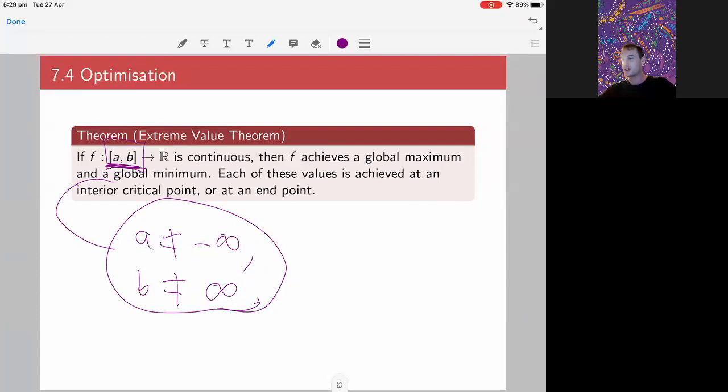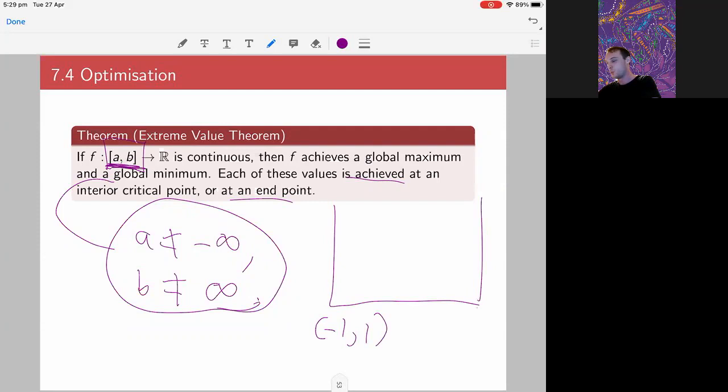So if you've got this continuous function on this closed non-infinite interval, then f is always going to have a global maximum and it is always going to have a global minimum. And what's so important is that these maximums and minimums are actually achieved. So why is this so important? Well, let's say you had a function defined on the interval -1 up to 1 that looked something like this.